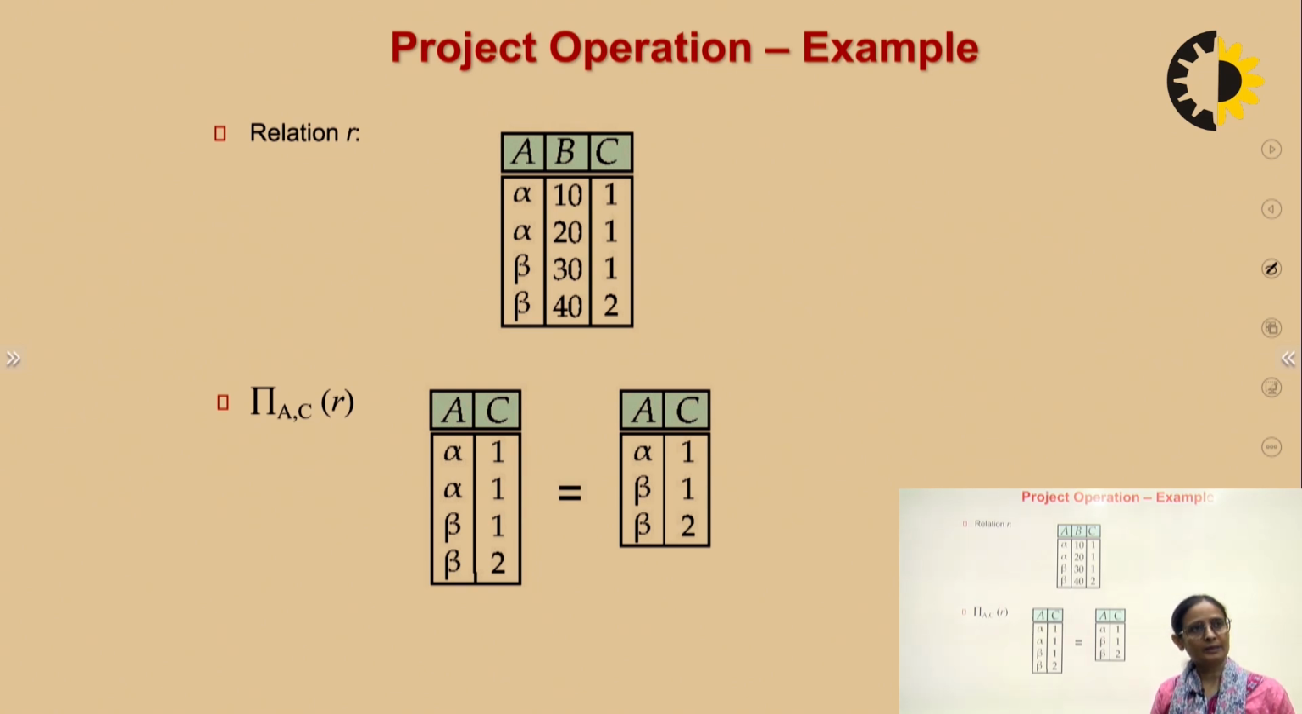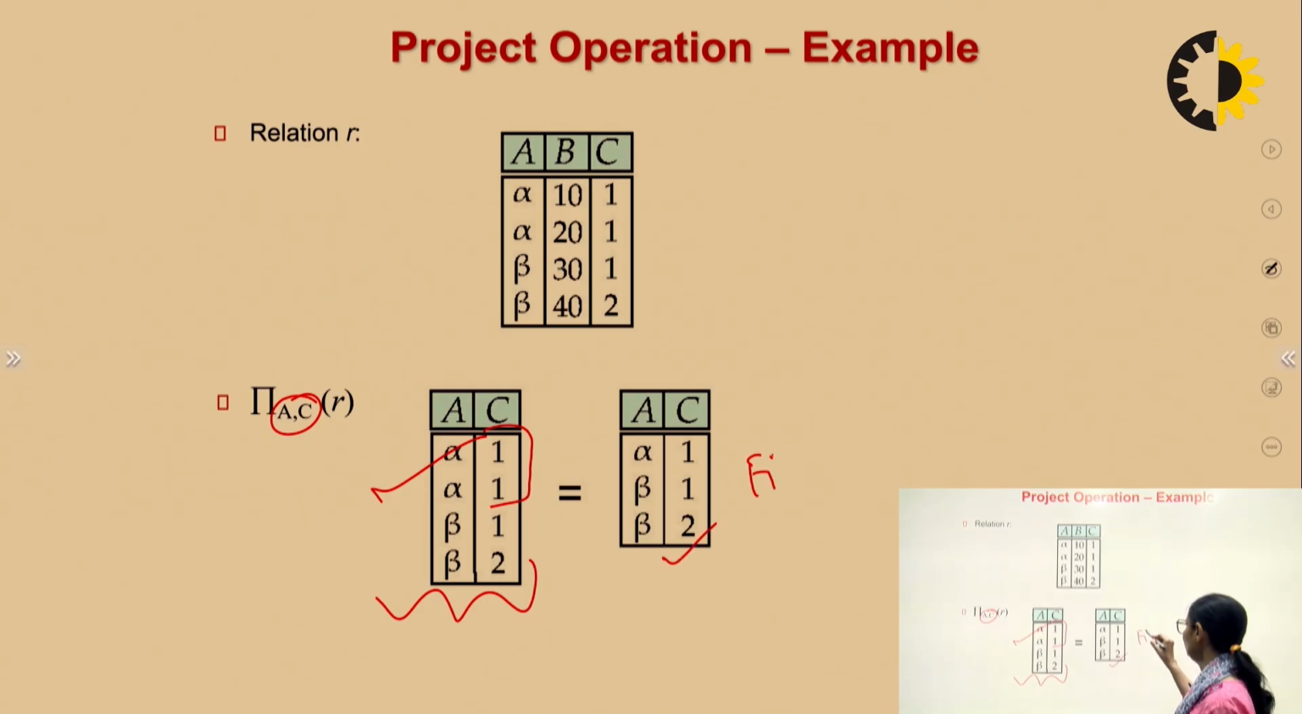Simple example: here I am having 3 columns A, B, C, but here what I have passed as the attributes is A and C. So this is going to be my attribute list, but I have already told you that duplicates are always removed from the final output. So here these 2 rows are identical in this intermediary output, so one will be removed, and this is my final output.